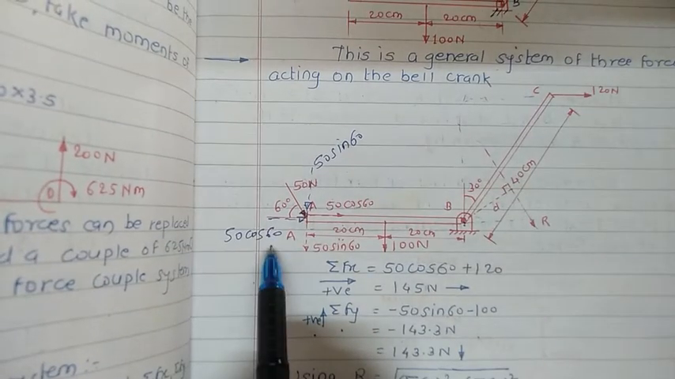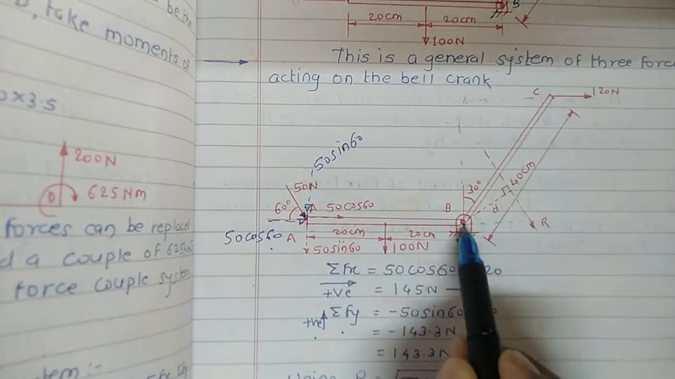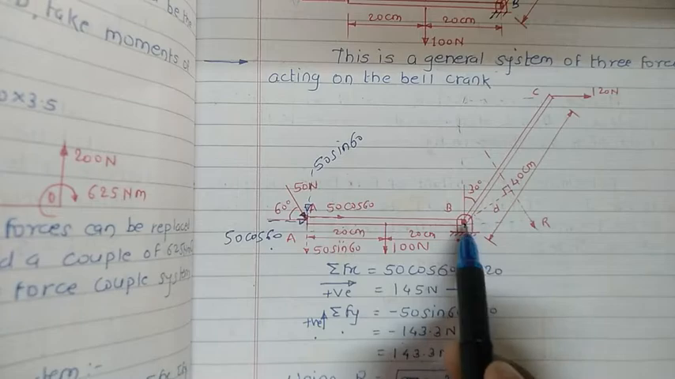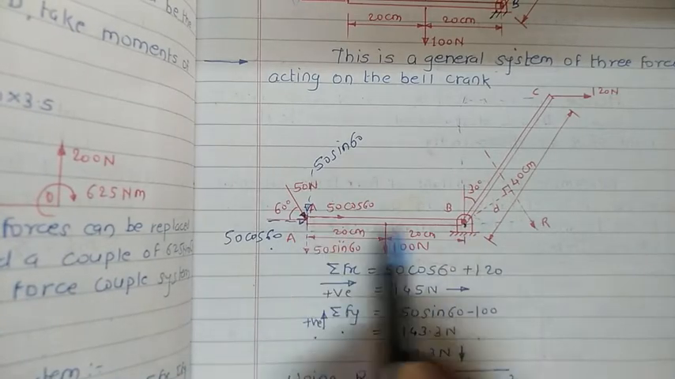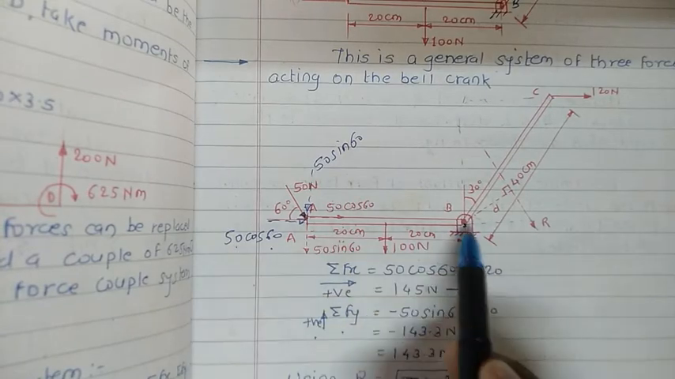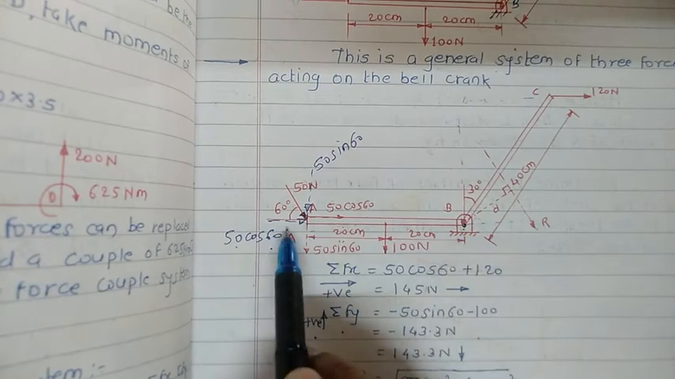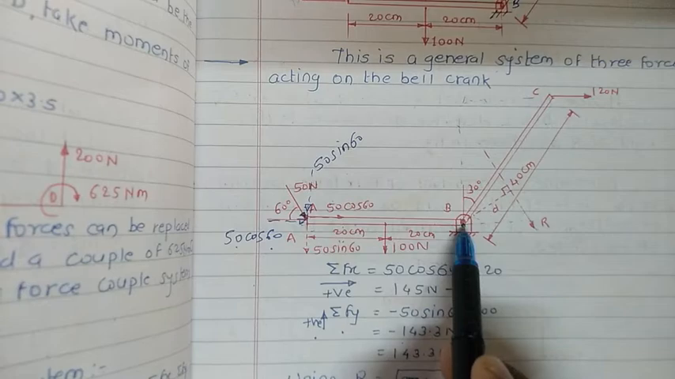50 cos 60. Now be careful, the line of action of this force passes through this point. If I extend the line of action of this force up to the point about which the moment is to be taken, that line passes through that origin point. So the moment of this force about this point becomes 0. Don't consider this distance. Focus on the perpendicular distance between the line of action of this force and the point about which the moment is to be calculated.